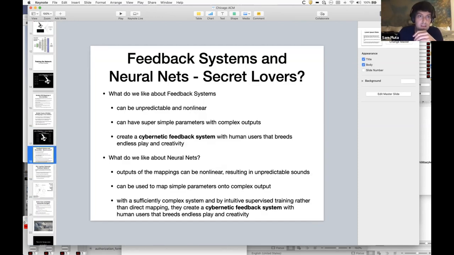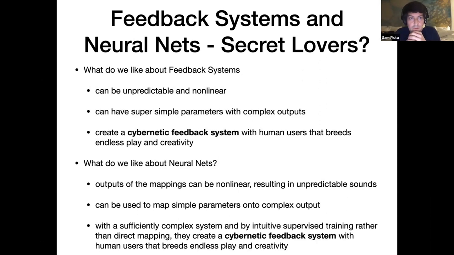So here's some stuff that I think is hopefully interesting to you guys. Feedback systems and neural networks, secret lovers. What is it that we like about feedback systems? If you're into music and into no input mixers or audio feedback, or if you're a programmer and into feedback systems, they can be really unpredictable and nonlinear. They can have super simple parameters but complex outputs. They create a cybernetic feedback system with human users that breeds endless play and creativity. So it creates a setup that doesn't give the same answer every time. It's something that you're really interested in and want to keep exploring.